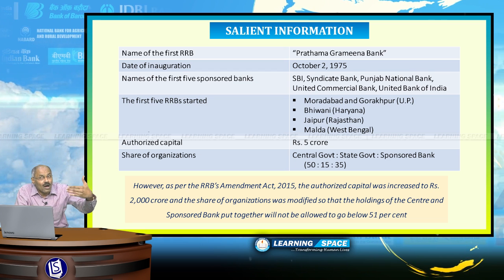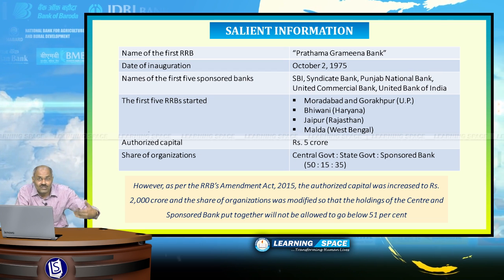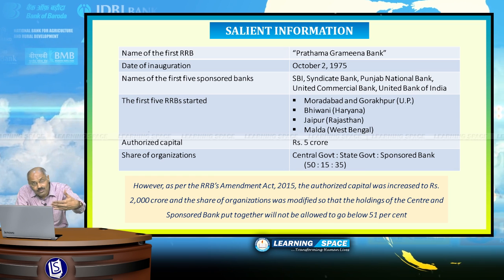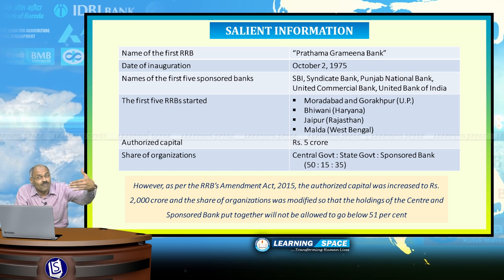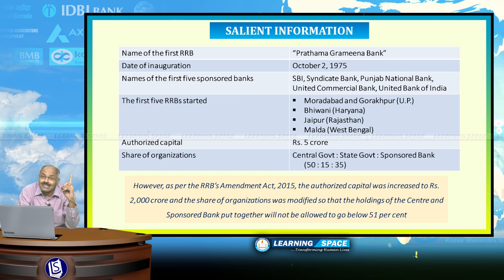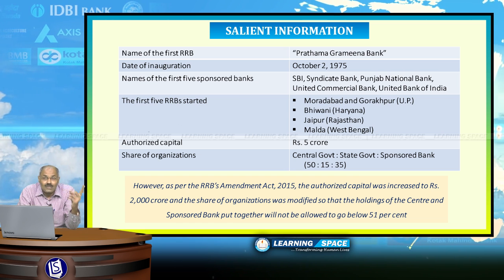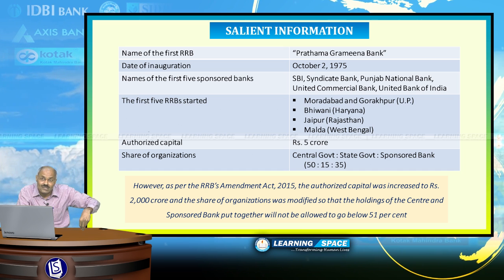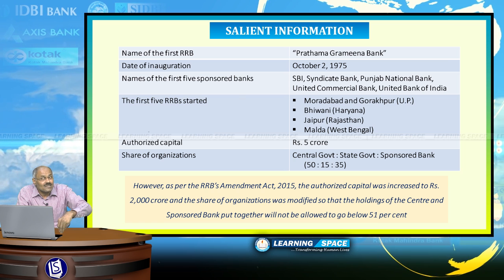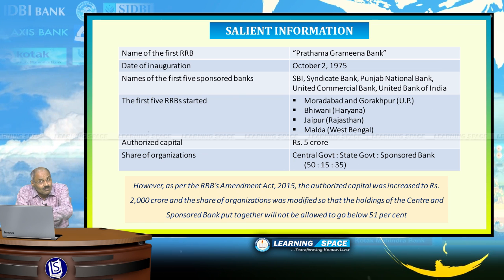First 5 RRBs were started in 4 states: Moradabad and Gorakhpur in Uttar Pradesh, Malda in West Bengal, Jaipur in Rajasthan, Bhiwani in Haryana. Initial authorized capital was rupees 5 crore. Share of the organizations: central government will have 50%, state government 15%, sponsored bank 35%.